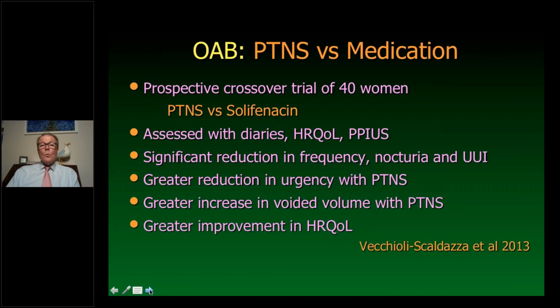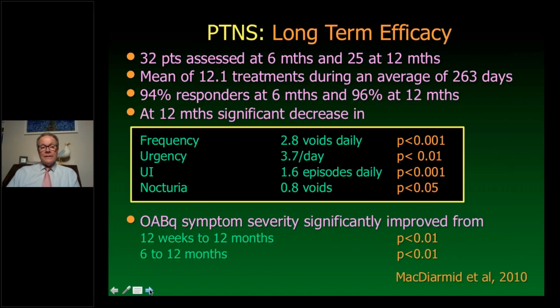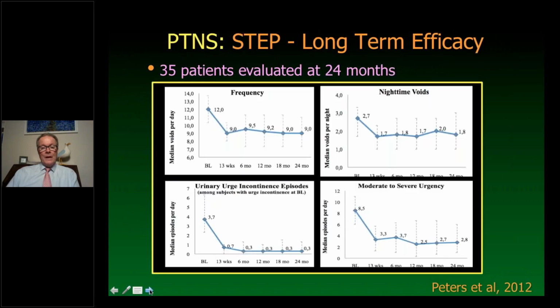What about long-term efficacy? This is looking at 32 patients followed up at 6 months and dropping down to 25 at 12 months. And you can see that there was a persistence in efficacy over this time period in terms of frequency, urgency, incontinence, and nocturia. And this was reflected in a significant improvement in terms of quality of life evaluation.